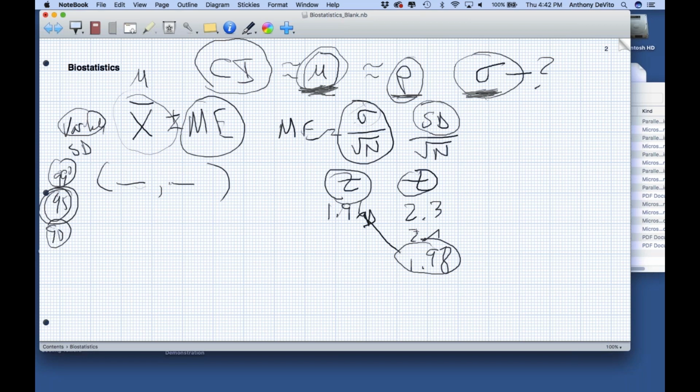So it's kind of a little abstract right now. We do the same thing with the proportion of a population. In other words, let's say there's 1 million people in a population.